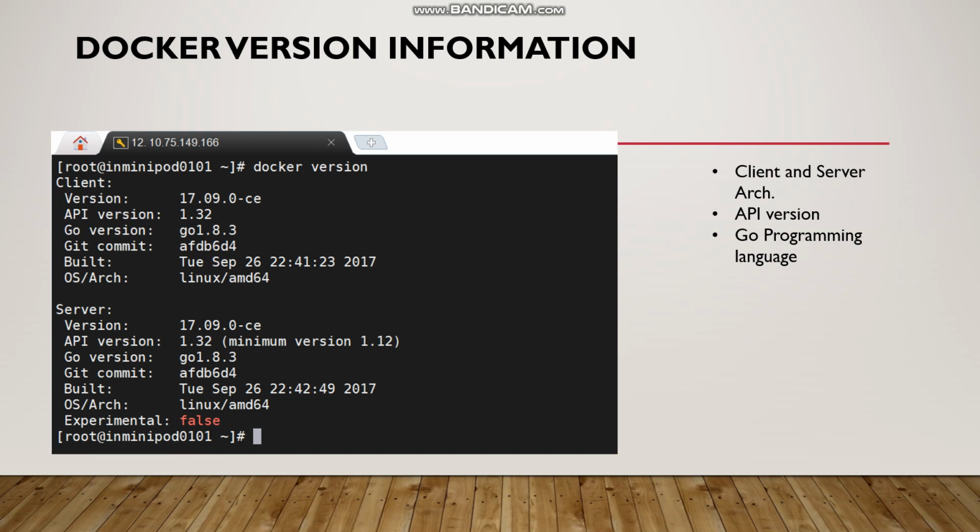So within the client version, let's start looking. The client version has a version number. It has API version, it has Go version, it has Git commit, it has built, it has OS architecture. As far as we can see, the takeaway is that there are only two or three things which are important, that is your API version and your Go version.